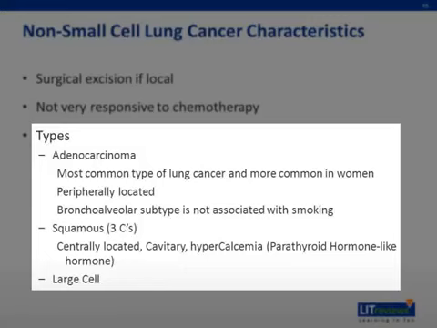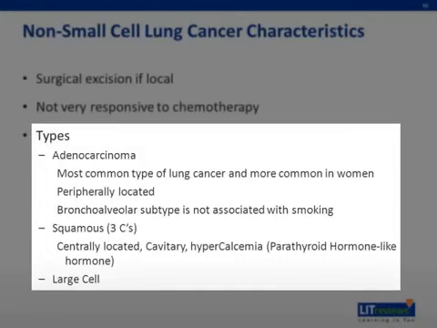Okay, on to the next type, which is squamous. For squamous, you want to remember the 3 C's. Squamous cell non-small cell lung cancers are centrally located, and that's important. Why? Exactly, because since they're centrally located, we can do bronchoscopy to make the diagnosis. They can have cavitary lesions, which you'll find on imaging, and they can cause hypercalcemia. The reason they cause hypercalcemia is that they produce a PTH-like hormone, PTH standing for parathyroid hormone.